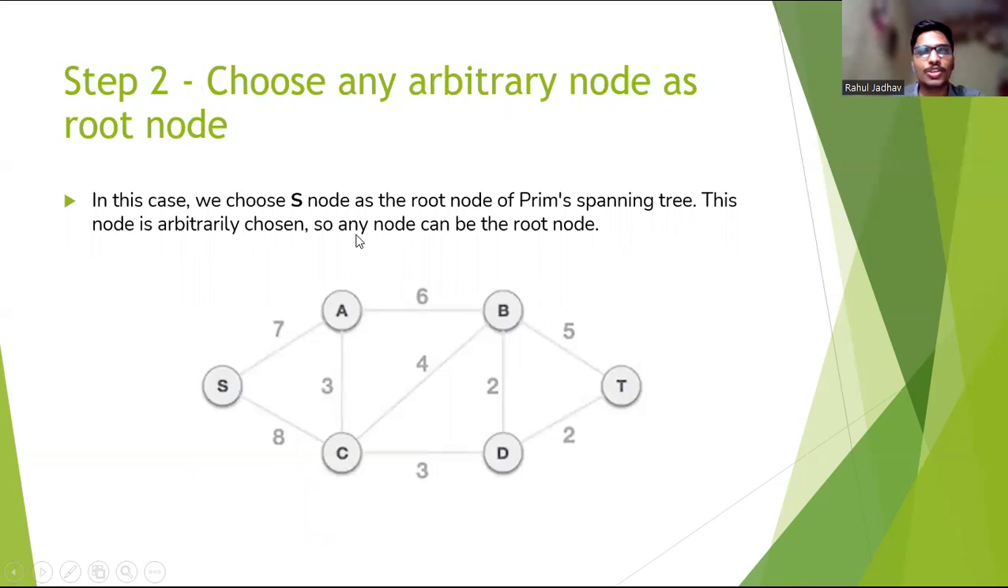Second step, choose any arbitrary node as the root node. In this case, we can choose any node as the arbitrary or root node. We choose the S node as the root node of Prim's spanning tree. This node is arbitrarily chosen, so any node can be the root node, because even if I consider T, every vertex in the graph is connected with one of the edges. So there is no issue in selecting any node randomly, which is known as the arbitrary node or root node. Here I choose S as the root node.